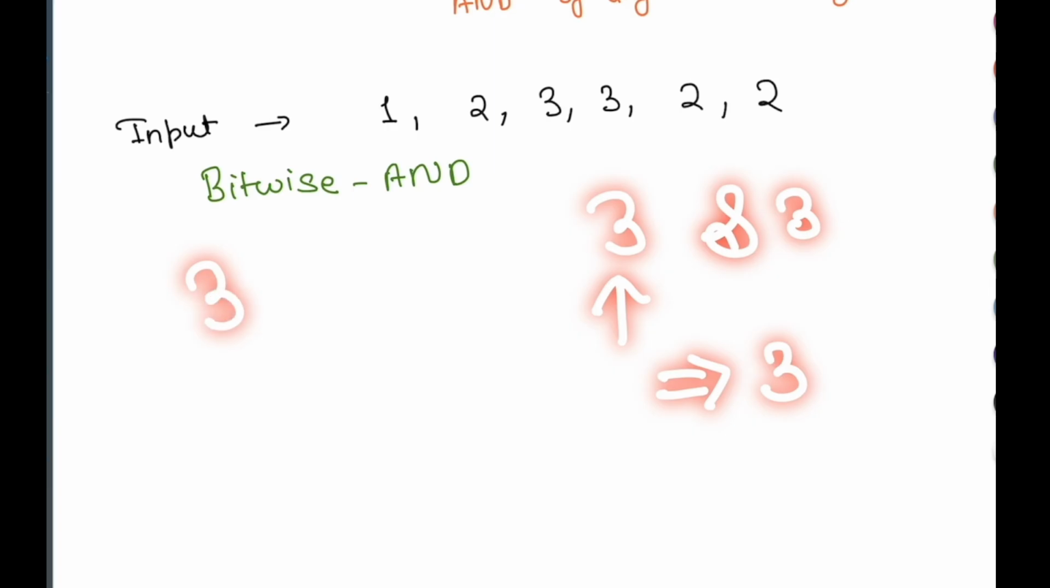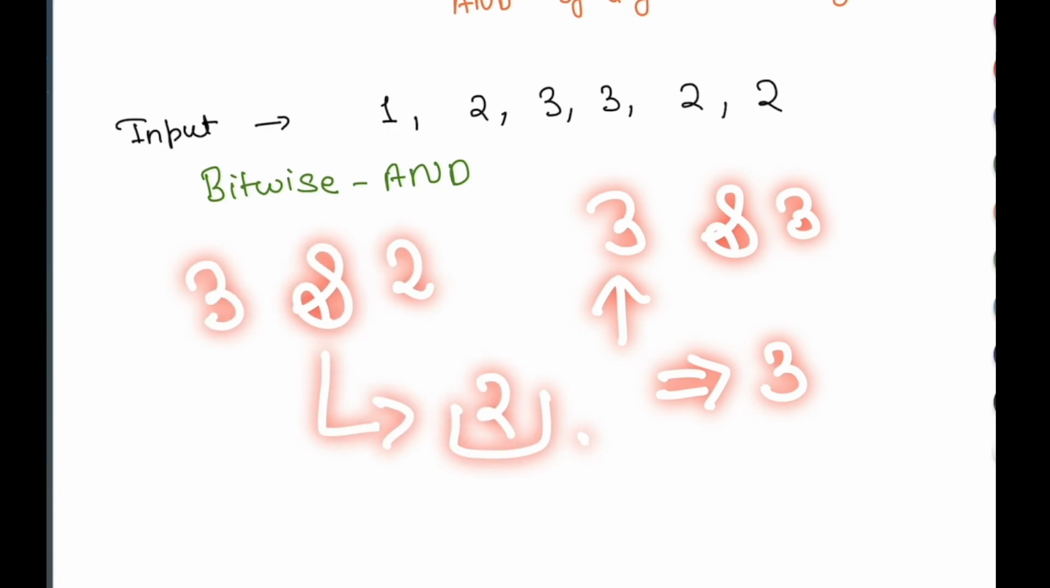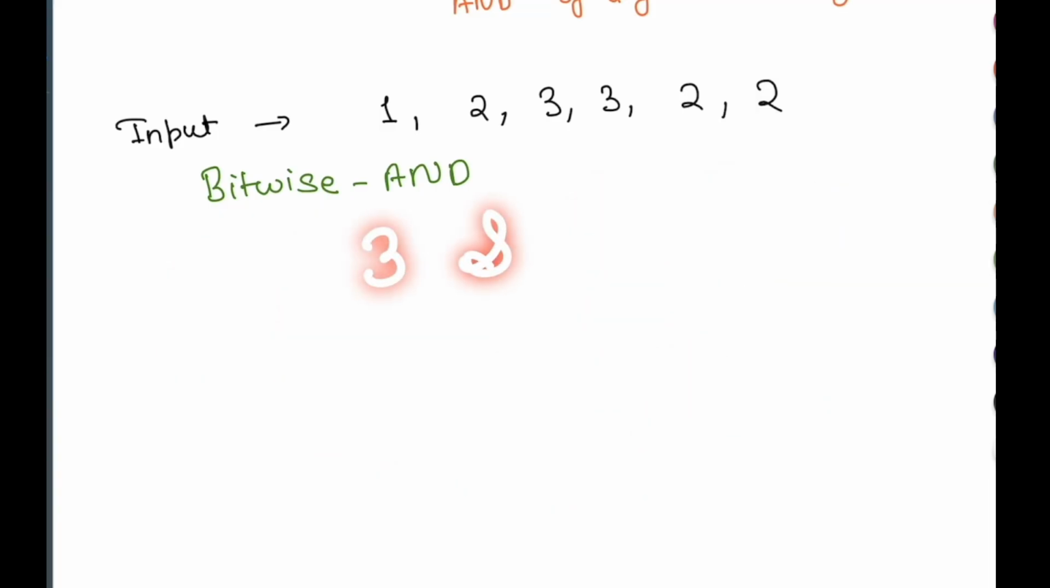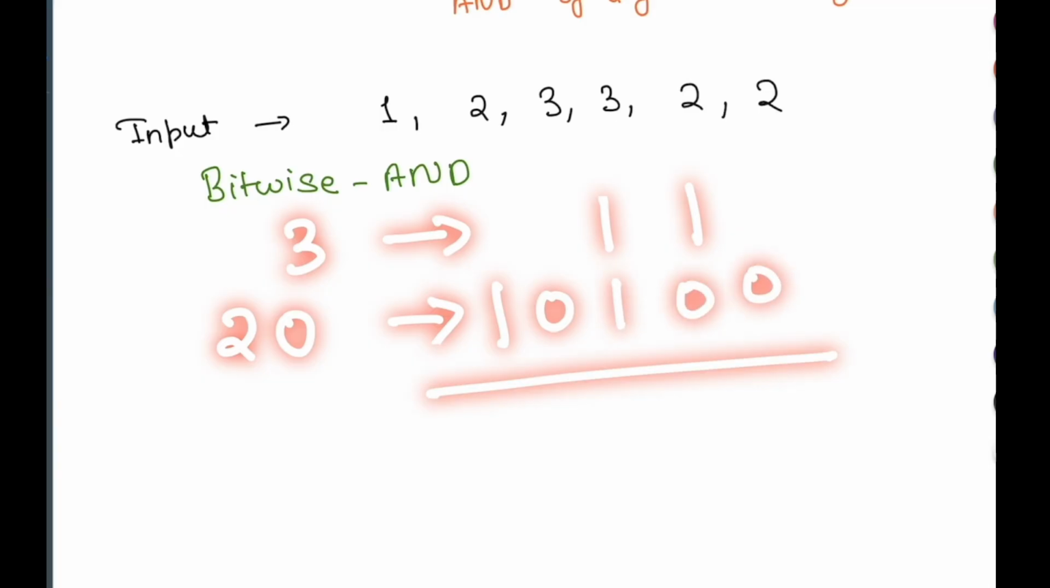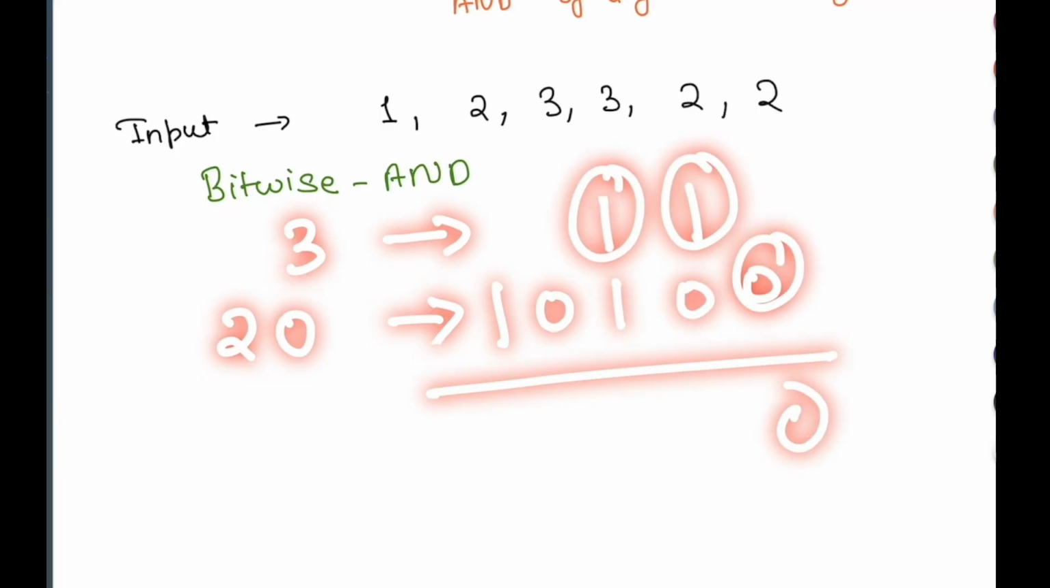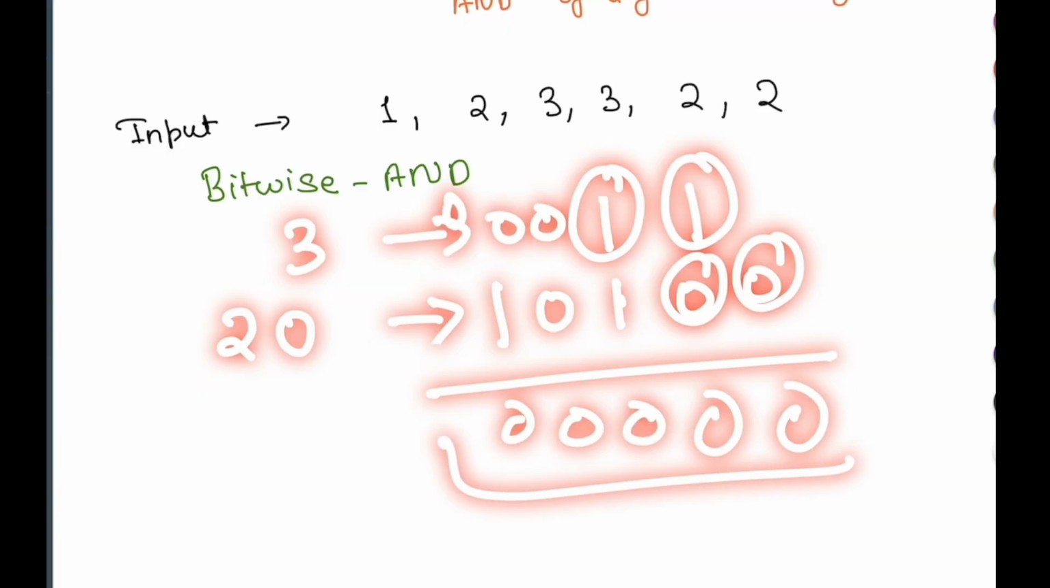But if you take the AND of 3 with 2, this will be equal to 2 and not 3. This is going to decrease. Or let us say you take the bitwise AND of 3 and 20, still it is going to decrease. It will not be equal to 3, because if we convert 3 to binary, it will be 1 1, and if you convert 20 to binary, I think it will be 1 0 1 0 0, right? Now if you take the bitwise AND, 1 with 0 will be 0, 1 with 0 will be 0, and 1 with the other zeros will be 0 0 0. So this will be equal to 0 if you take the bitwise AND of 3 and 20.